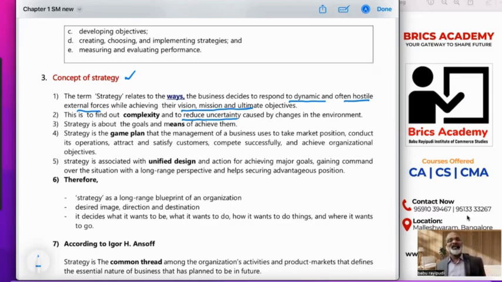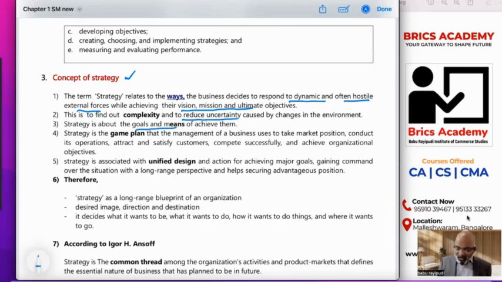It includes ways and means to respond to a hostile business environment so that we will be able to achieve vision and mission. Second one is what? It helps us to find complexity and reduce the uncertainty. Next one is, see, strategy is about the goals and means to achieve them. What are the goals of the company and how to achieve them?